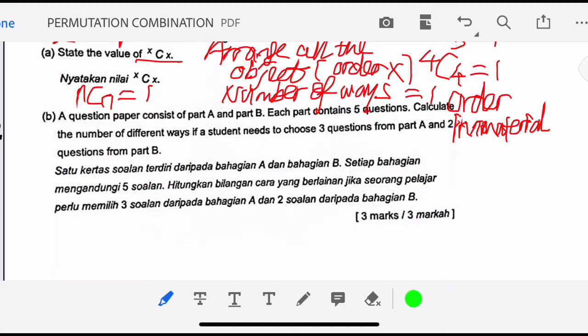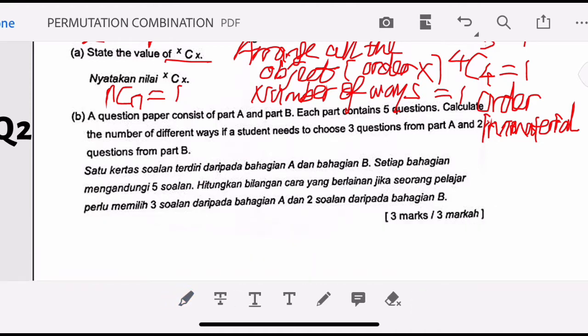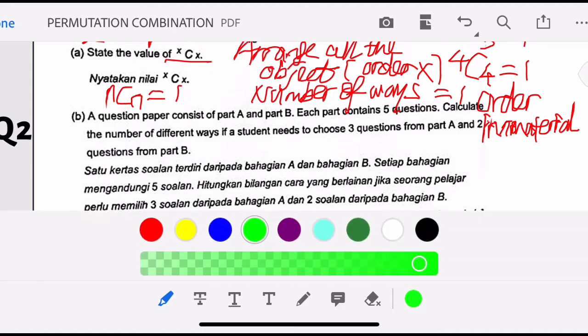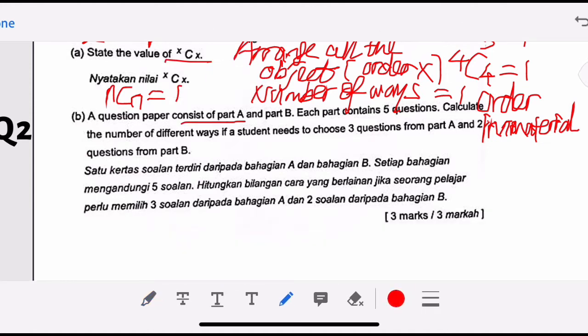Now let's discuss question B. A question paper consists of part A and part B, and each part contains 5 questions. That means part A has 5 questions, part B also 5 questions. Calculate the number of different ways if a student needs to choose 3 questions from part A and 2 questions from part B. So the keyword is choose. We always highlight the keywords. This is very important because this will determine that it will be combination.